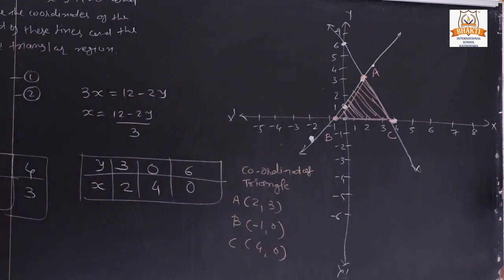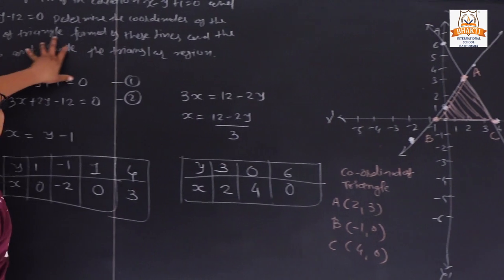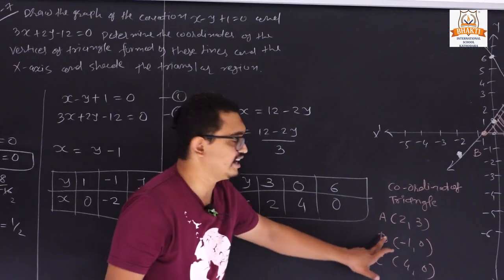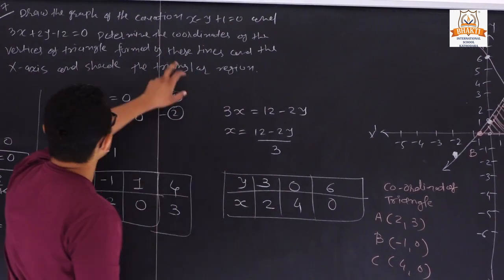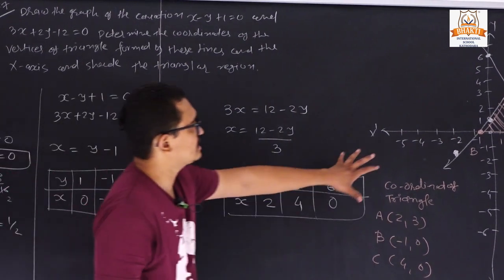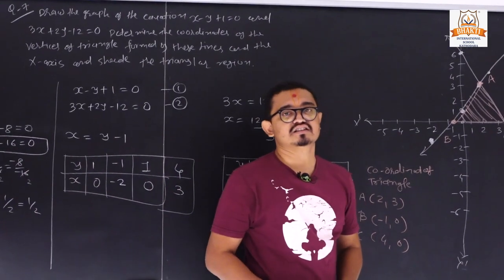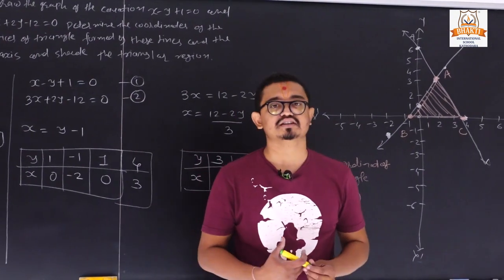Here they are asking to determine the coordinates of the vertices of the triangle. So it is a vertex of the triangle, vertex means point, and we can also shade its triangular region. So our exercise number 3.2 is completed.